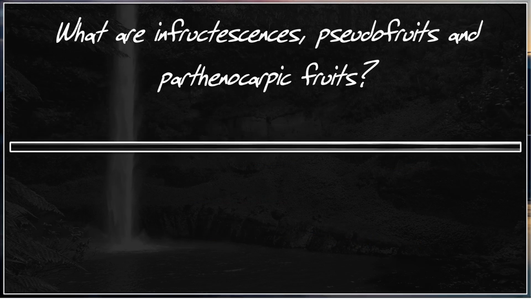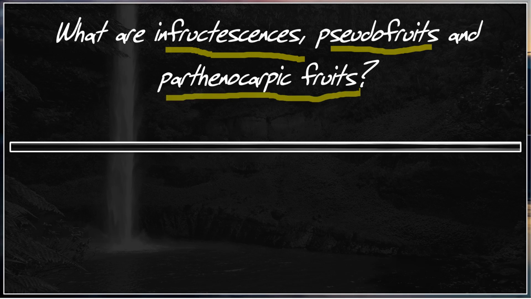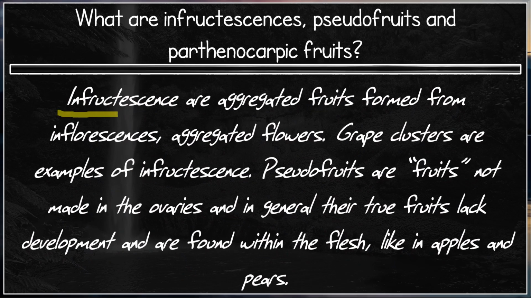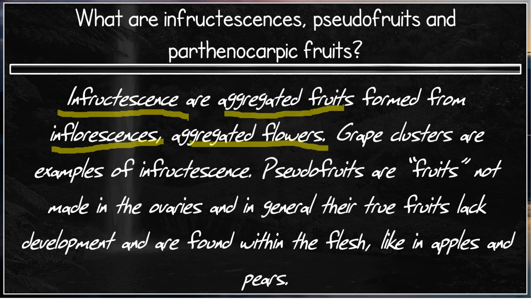What are infructescences, pseudofruits, and parthenocarpic fruits? Infructescences are aggregated fruits formed from an inflorescence, that is, aggregated flowers. Grape clusters are examples of infructescences.